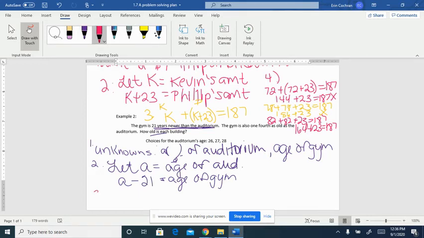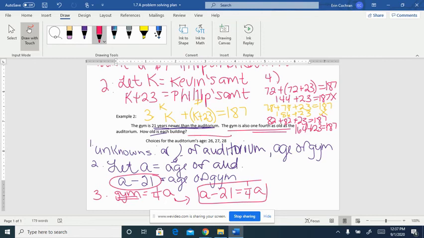Step 3 says we're going to write our equation. It says the gym is also 1/4 as old as the auditorium. So I'm going to write that here. Gym is 1/4 of my auditorium. Well, do we know the age of the gym? No, but we do know the age of the gym is 21 years newer than the auditorium, which is A minus 21. So instead of gym equals 1/4 A, we can say A minus 21 equals 1/4 of A. So here's your equation.